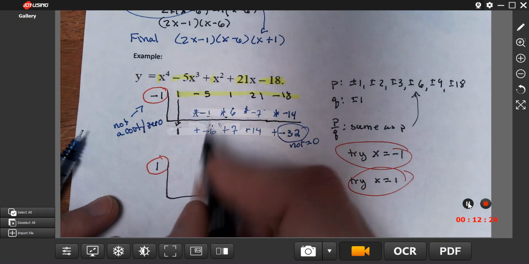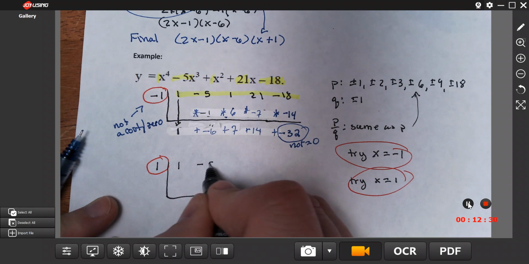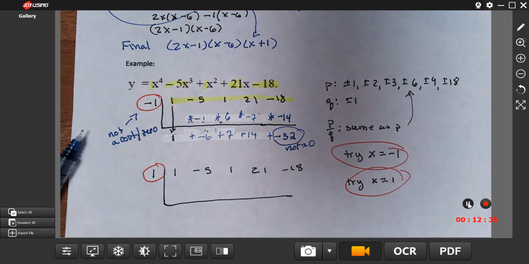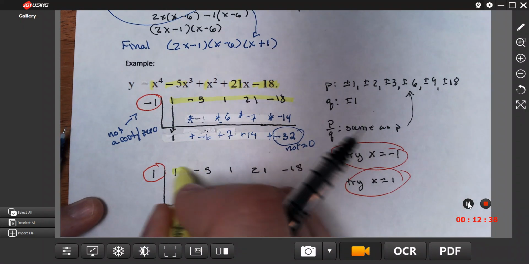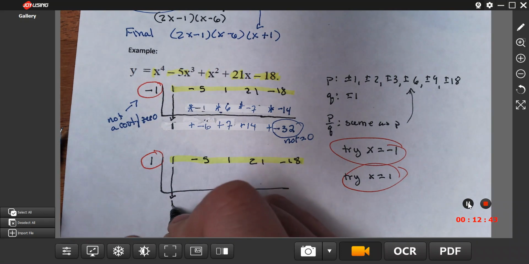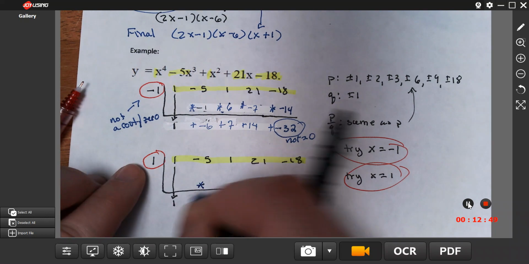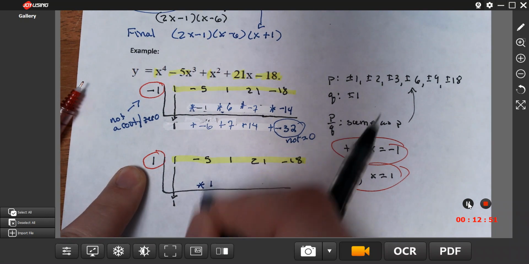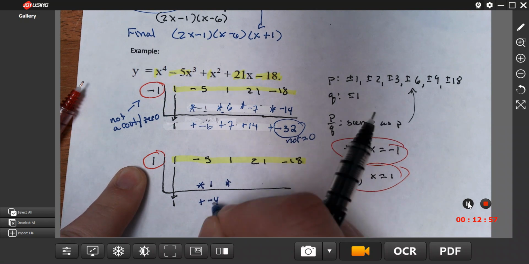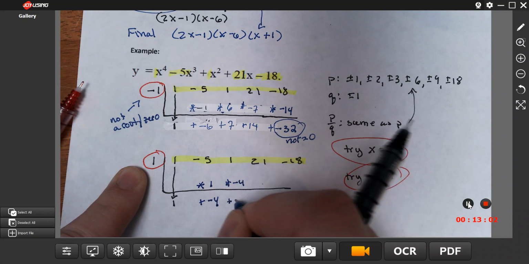And then my same leading coefficients, because I didn't have any success there, so I've got to start back at the beginning. So 1, negative 5, 1, 21, negative 18. So those are my same leading coefficients. Alright, same process. So I'm going to bring down the 1, and then I'm going to multiply. 1 times 1 is 1, and I'm going to add negative 5 plus 1 and get negative 4, and then I'm going to multiply negative 4 times 1 and get negative 4, and I'm going to add 1 and negative 4 and get negative 3.